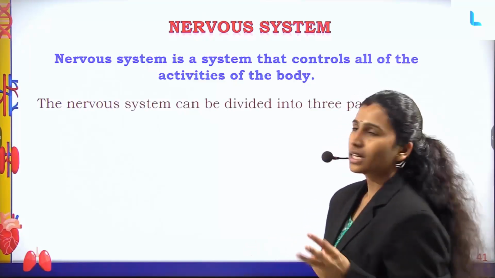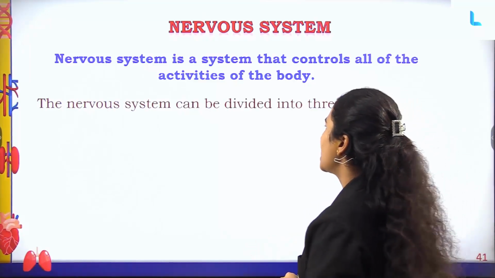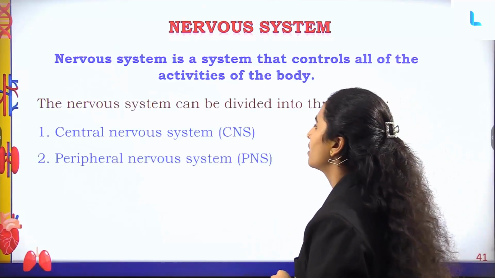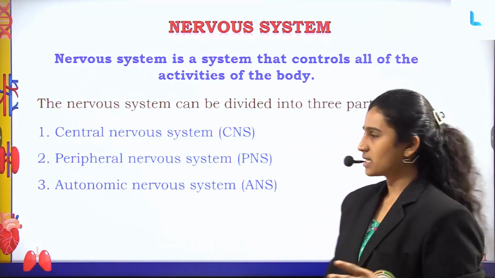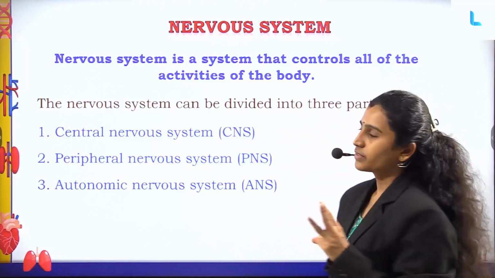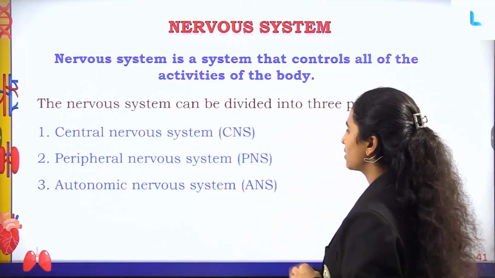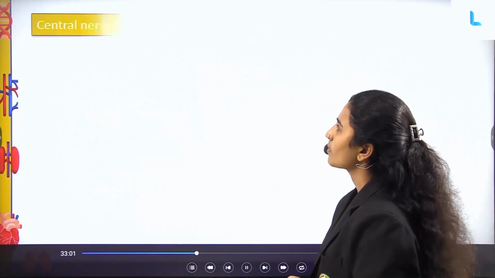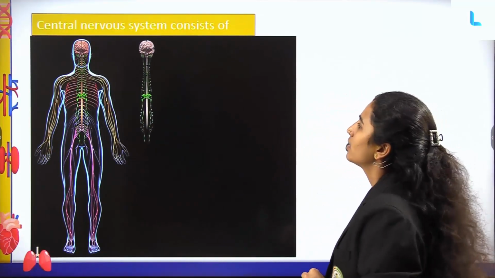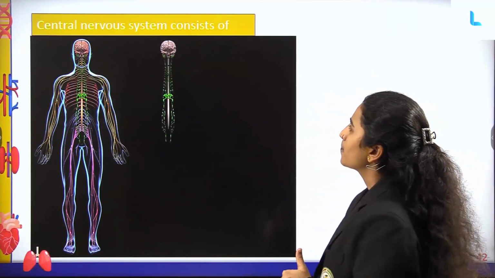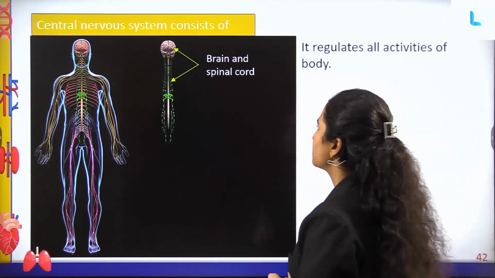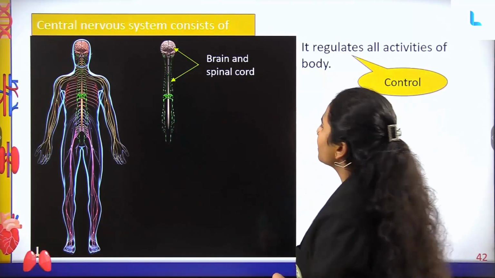So it can be divided into three parts. Which are they? One, the CNS, central nervous system, PNS, peripheral nervous system, and ANS, autonomic nervous system. So the nervous system is of three types: central, peripheral, and autonomic nervous system. So the central nervous system consists of our brain primarily and the spinal cord. So this is the central nervous system. It regulates all the activities of the body.